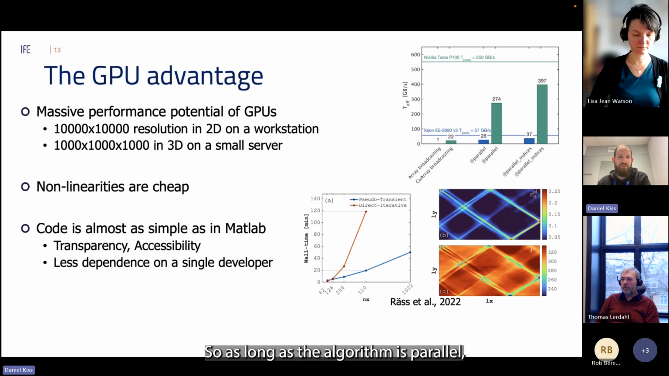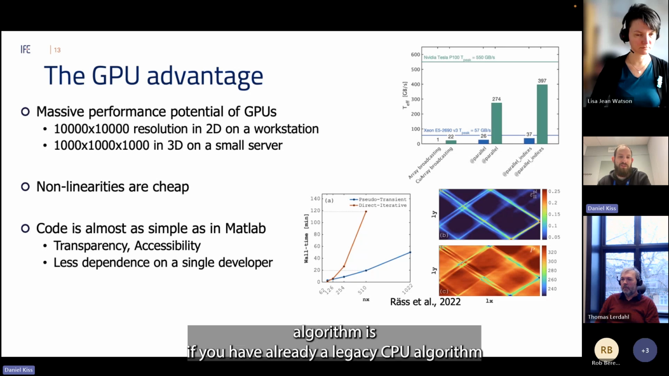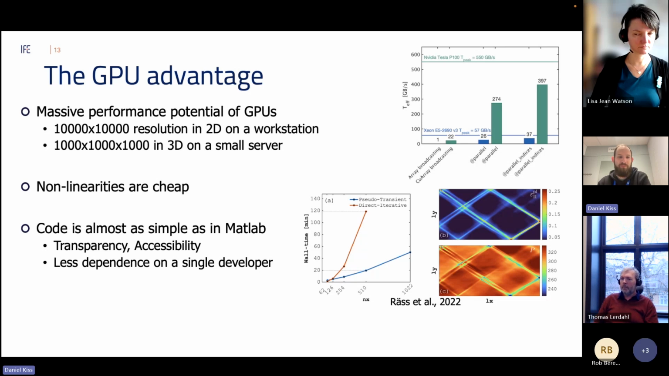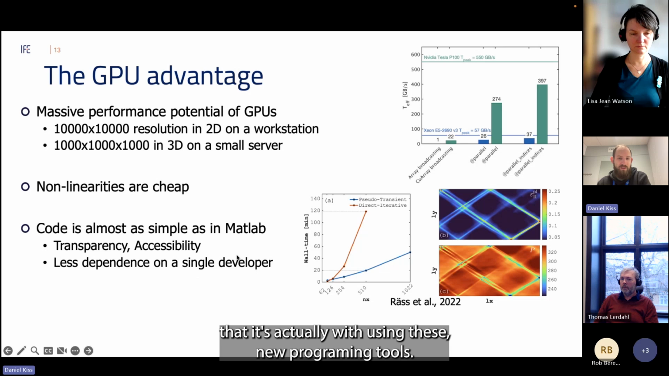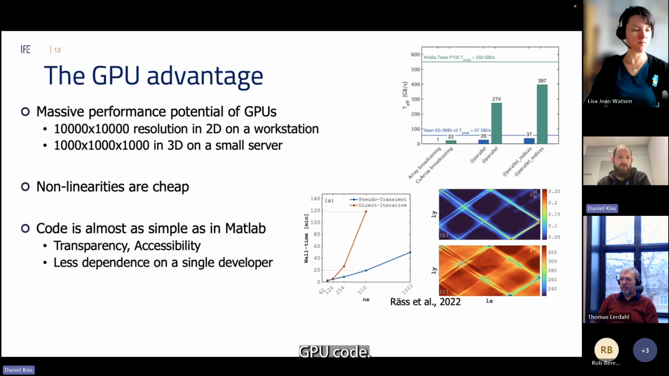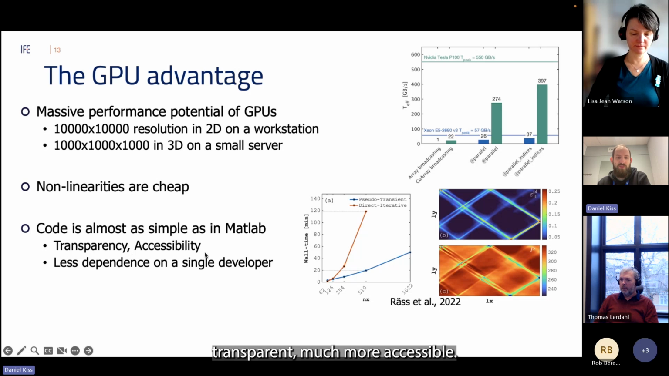So as long as the algorithm is parallel, the only reason not to use a GPU algorithm is if you already have a legacy CPU algorithm and you don't want to spend the time to develop a new GPU algorithm. And a few extra advantages would be that, with these new programming tools, it's actually very easy to write GPU code.